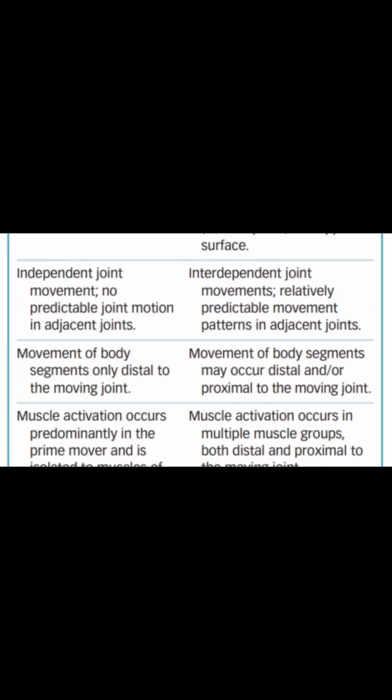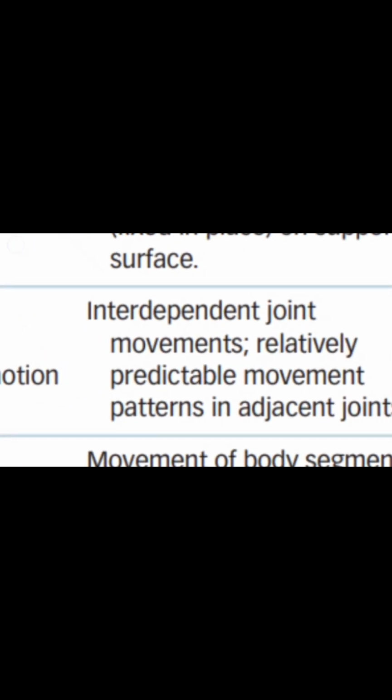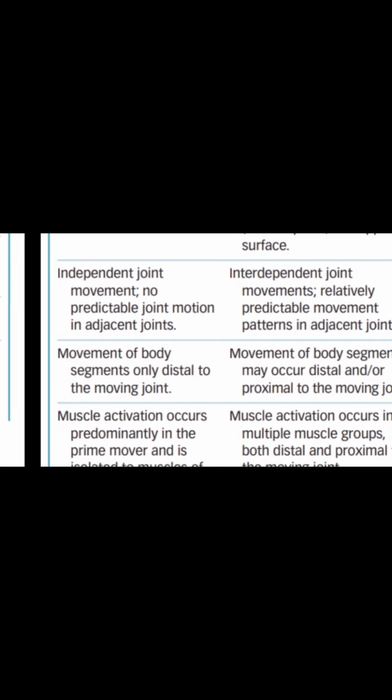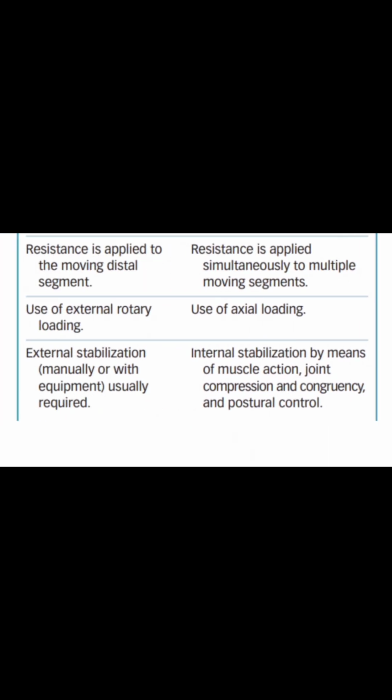Open chain: distal segment moves in space, independent joint movement, only distal is moving. Closed chain: distal segment remains in contact with the stationary surface. Open chain exercises, closed chain exercises.